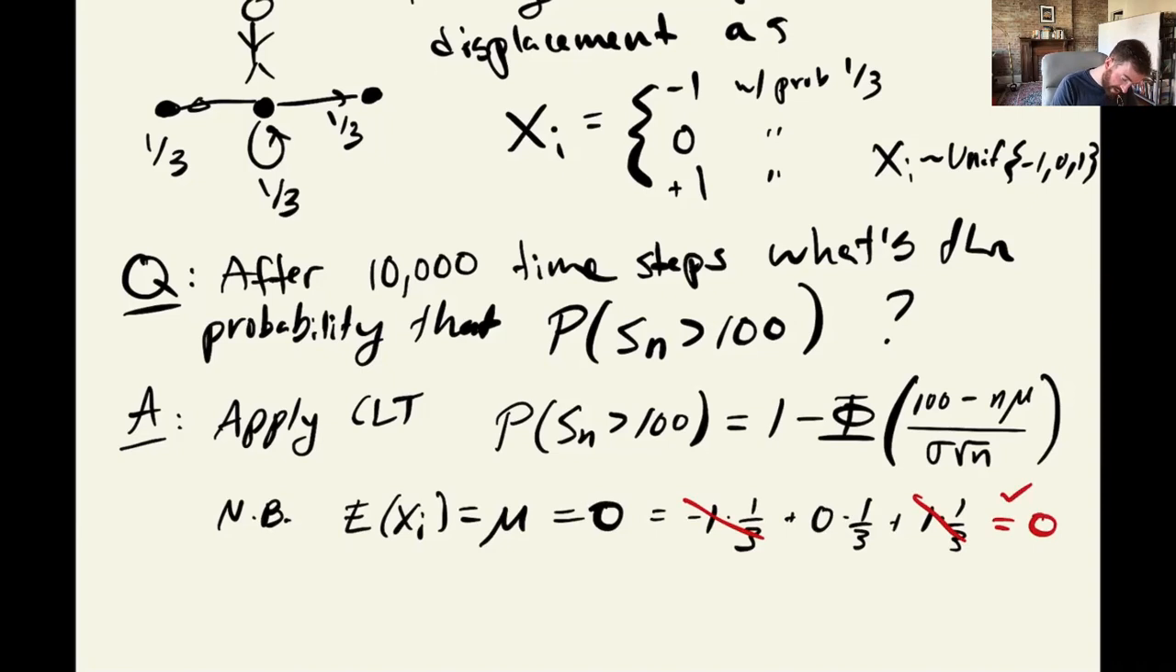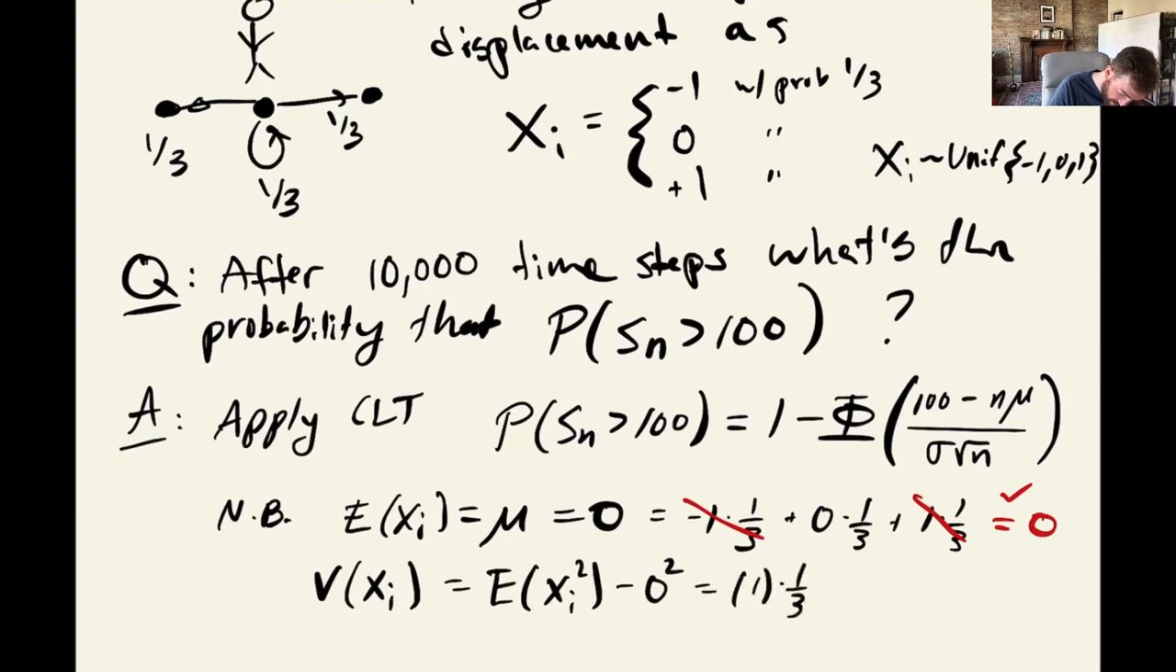Now, how do we compute the standard deviation? Well, you can just compute, in this case, the variance of xi to be E of xi squared minus mu squared, which is 0 squared. And so that just ends up being -1 squared times a third, plus 0 squared times a third, plus 1 squared times a third, which ends up equaling 2/3. So that means that the standard deviation of xi ends up being the square root of 2/3.